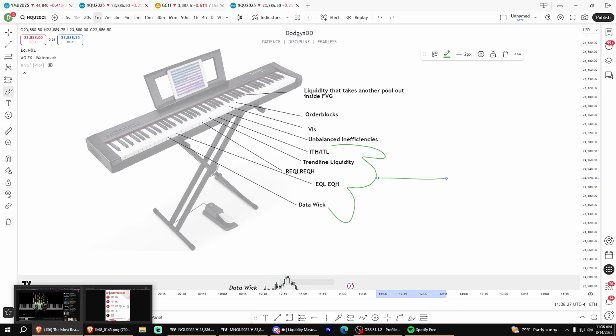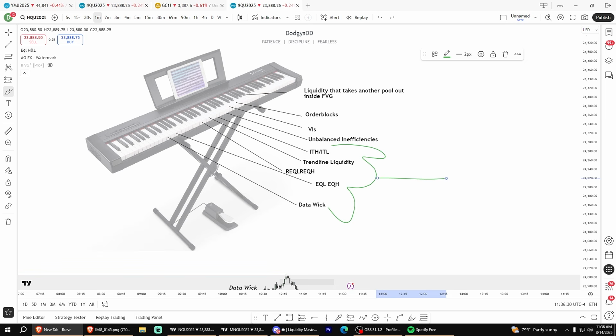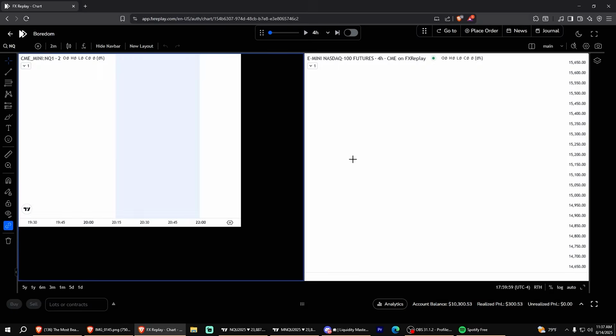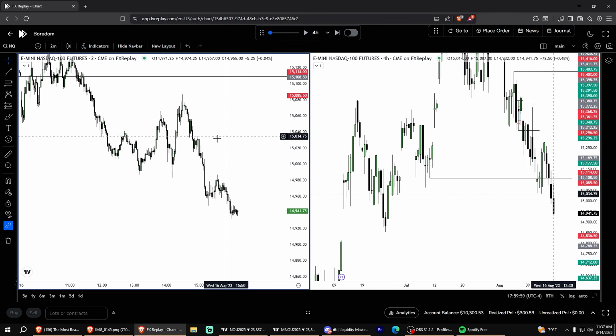So I'm going to go to FxReplay right now, and I'm going to find a random example. I'm going to try to find one good draw on liquidity, and I'll explain my thoughts and why. All right, so we are in NQ.